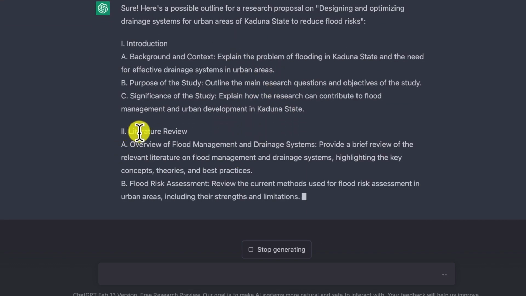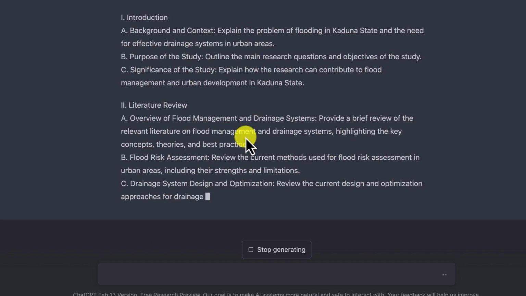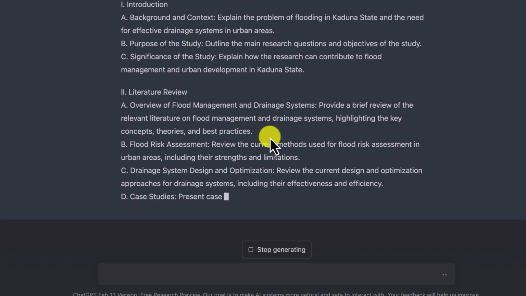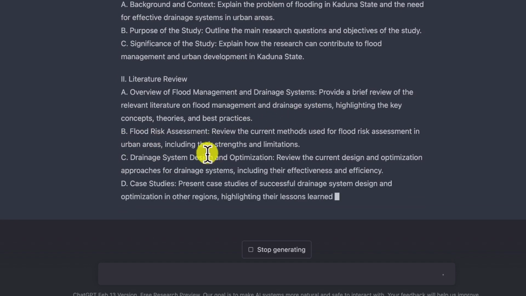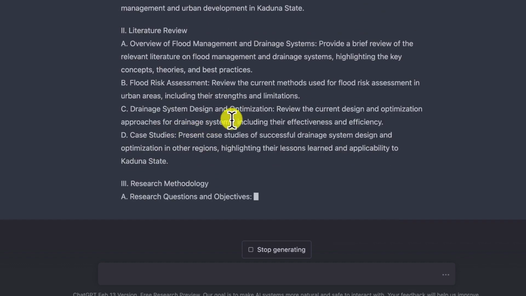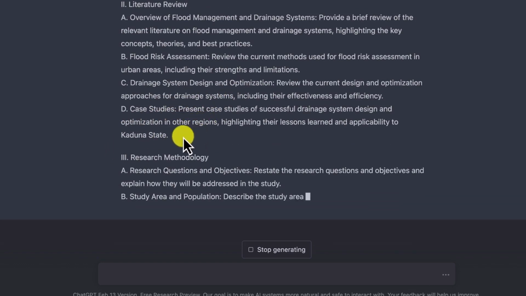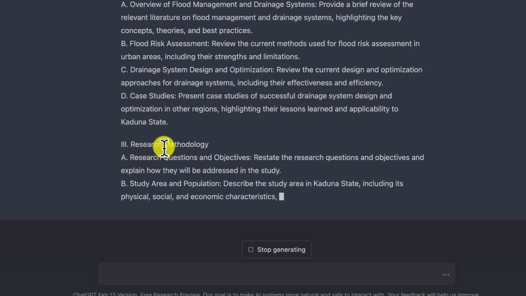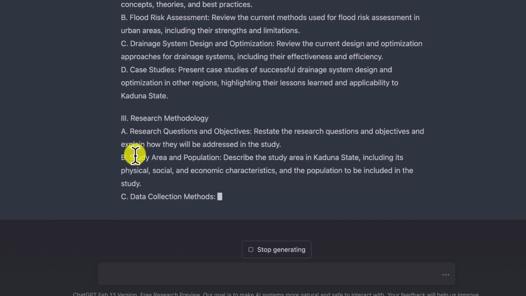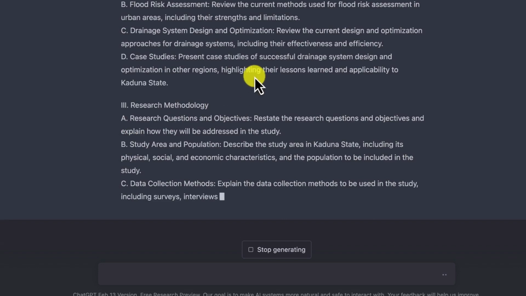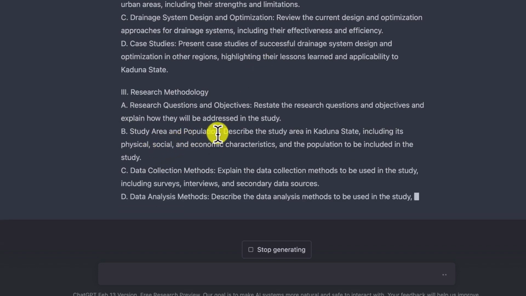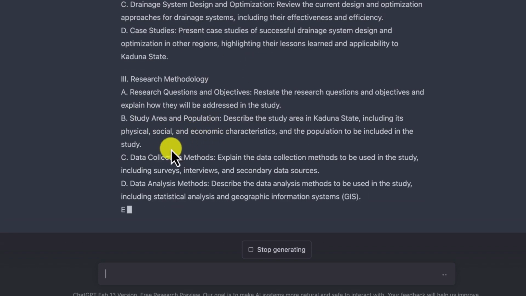And then it goes straight to literature review: overview of the flood management and drainage systems in Kaduna, flood risk assessment, drainage system design and optimization, case studies. See, it even highlighted some case studies for you. Then you have research methodology. It goes ahead to give you research questions and objectives. Study area and population. You have to know the study area and then the population.